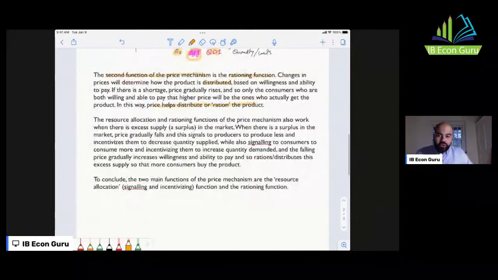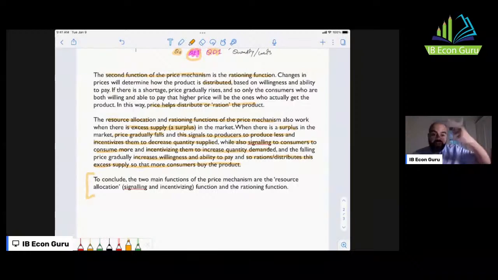Now, I could have just concluded here, by the way, but I decided to add another paragraph to talk about how this works in the opposite direction as well. So the resource allocation and rationing functions of the price mechanism also apply to excess supply, a surplus in the market. When there's a surplus in the market, price gradually falls, and this signals to producers to produce less and incentivizes them to decrease quantity supplied, while also signaling to consumers to consume more and incentivizing them to increase quantity demanded. And the falling price gradually increases willingness and ability to pay, and so rations, distributes, this excess supply so that more consumers buy the product.